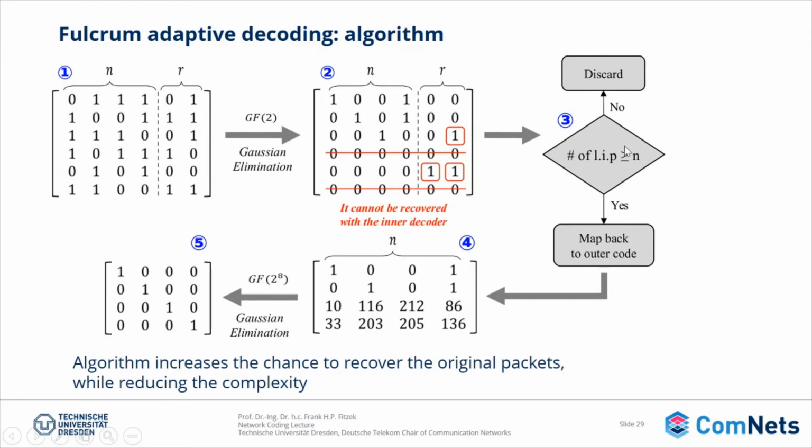So the algorithm will map these linearly independent packets back to the outer code and operate with a higher field size. And finally, we can recover the original coded packets.